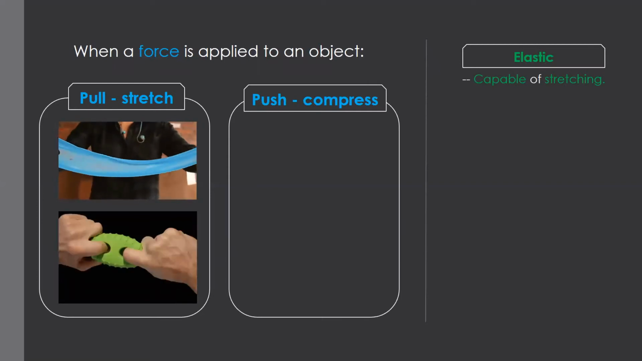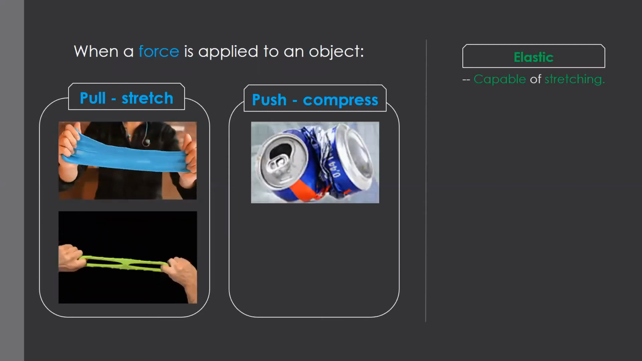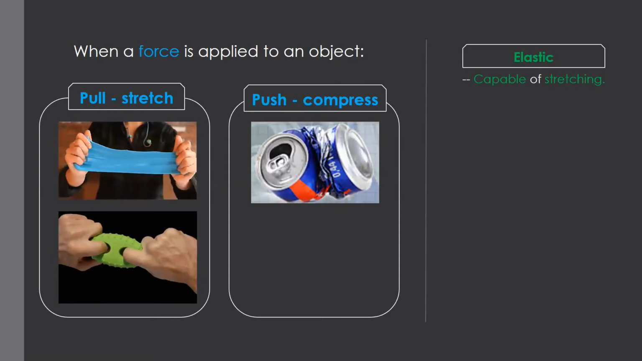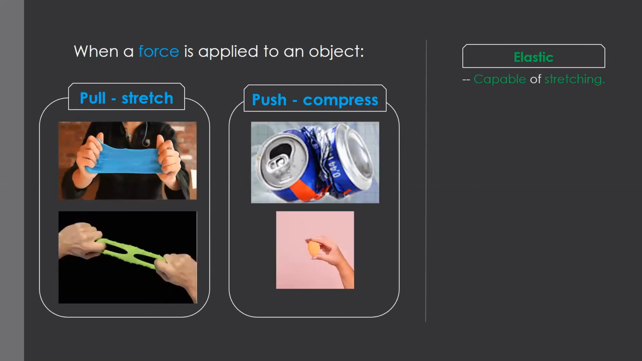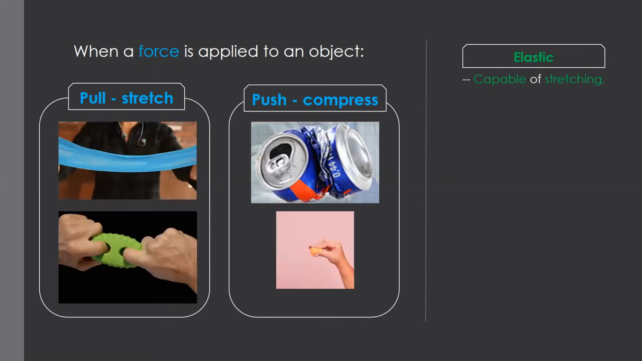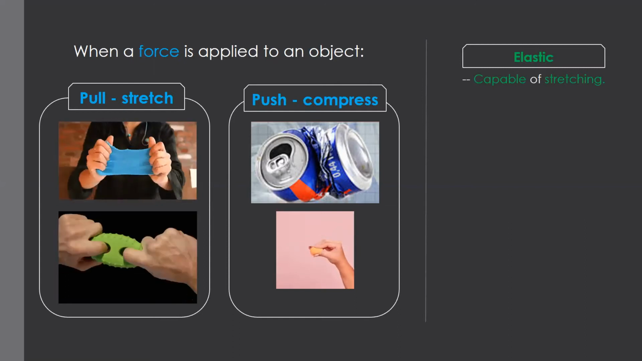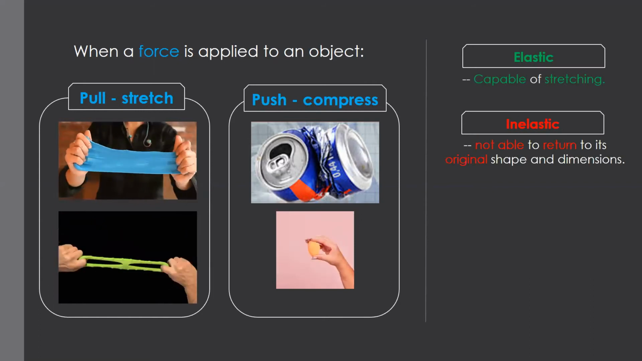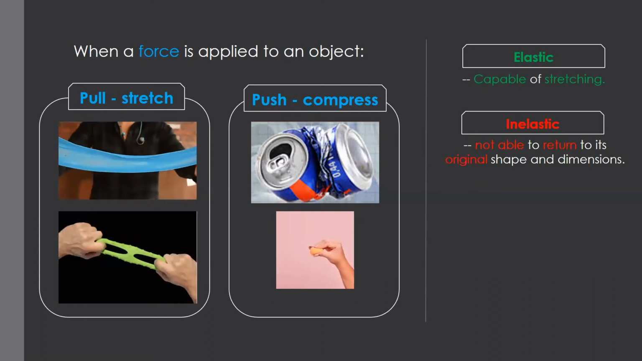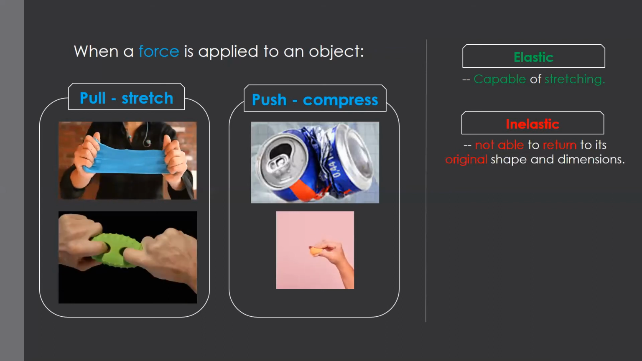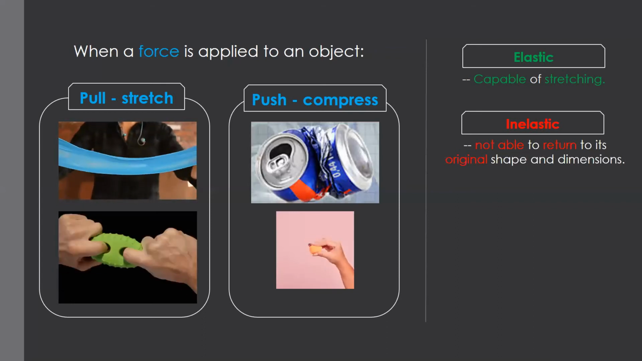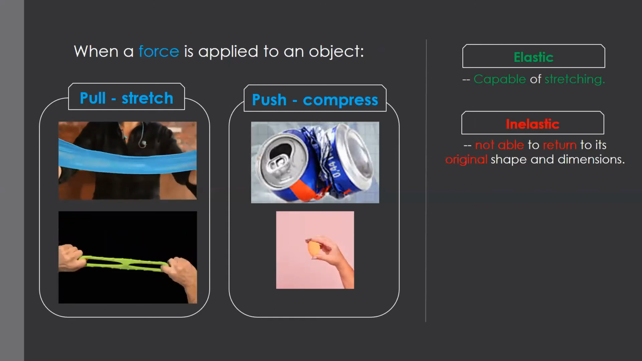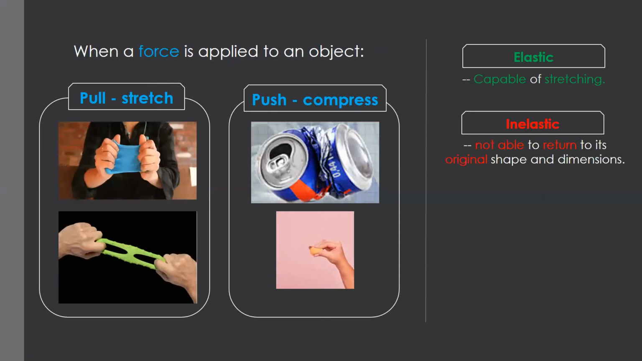The second force is pushing an object. When we push the can, it does not return to its original shape, but it is different for the second object, which we can see returns to its original shape. So we can classify the can as not elastic, as it is not able to return to its original shape after the force is applied. But how about the sponge? The sponge is elastic as it is not damaged after being pushed.